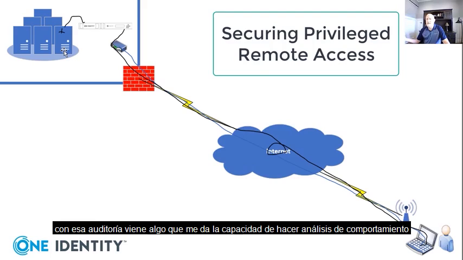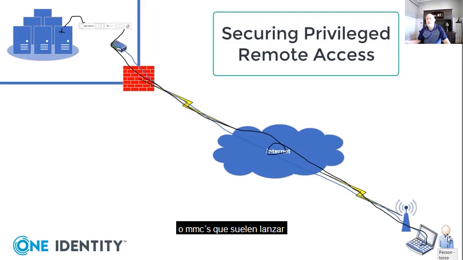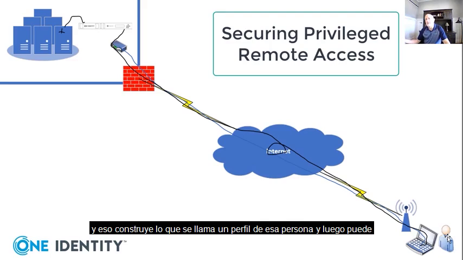With that auditing comes the ability to do behavior analytics. When I turn on the auditing, I can analyze the sessions themselves to see what's typical for Joe Admin sitting here in the field: things like time of day, systems they connect to, even commands they run or MMCs they typically launch. That builds up what's called a profile of that person, and it can tell you when they deviate from normal behavior. If they start to connect at odd hours, or run commands they've never run before, you might want to raise a risk index on that person.